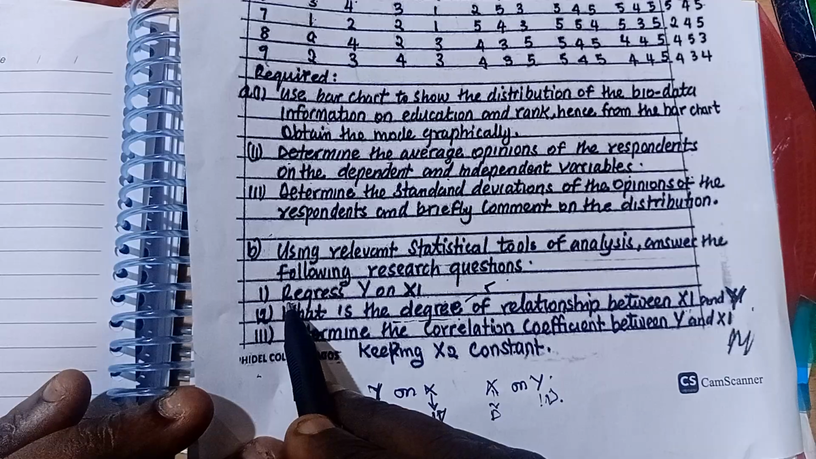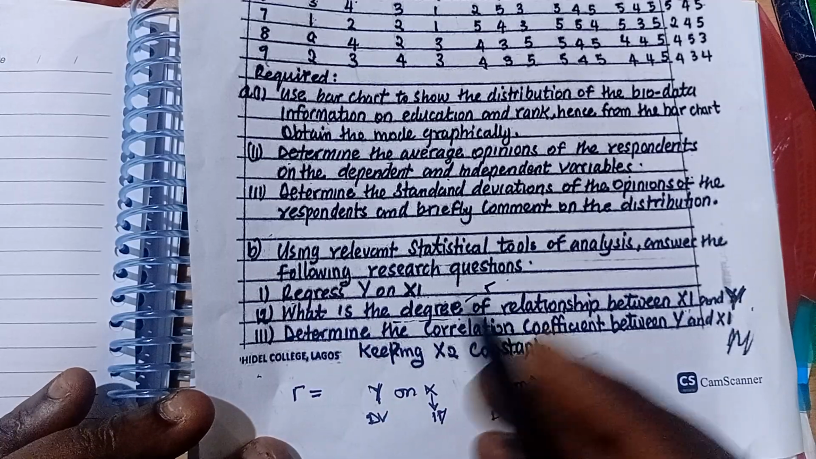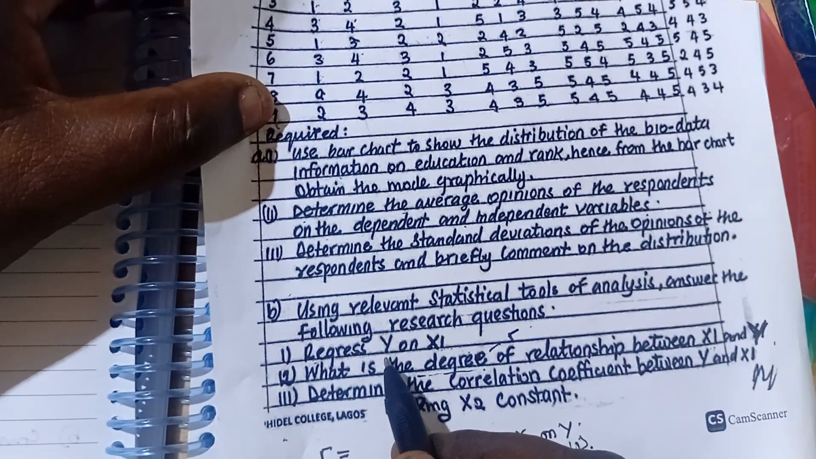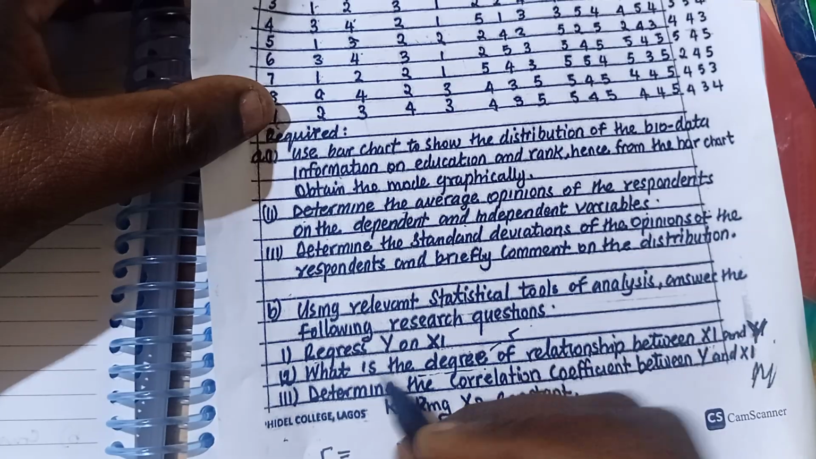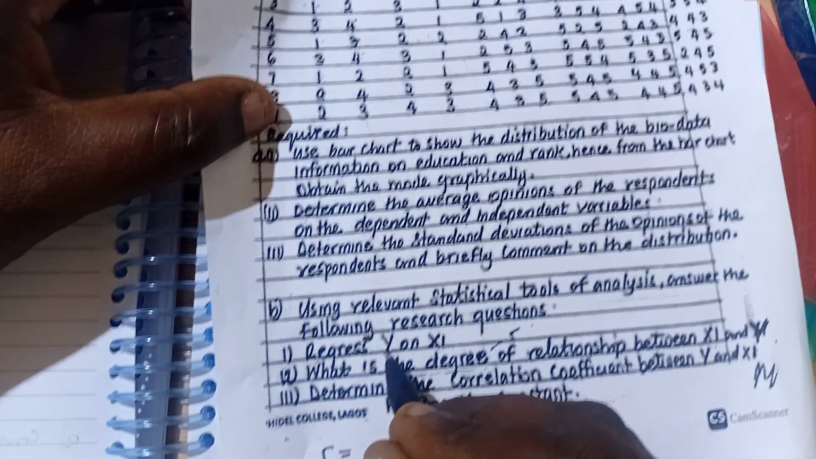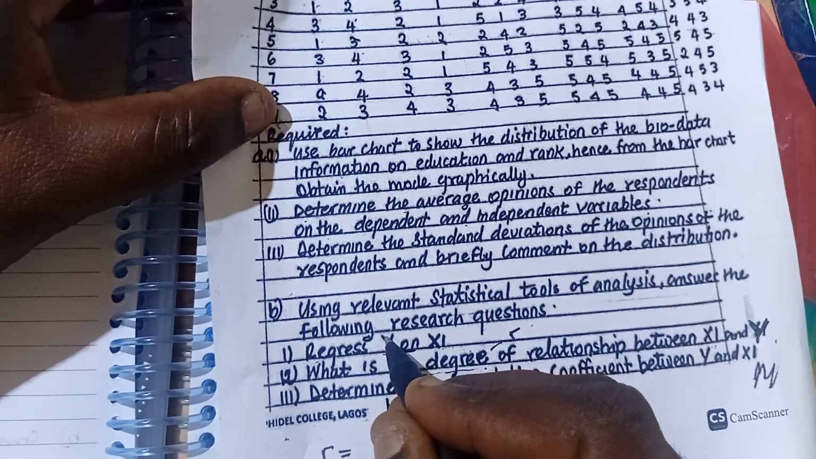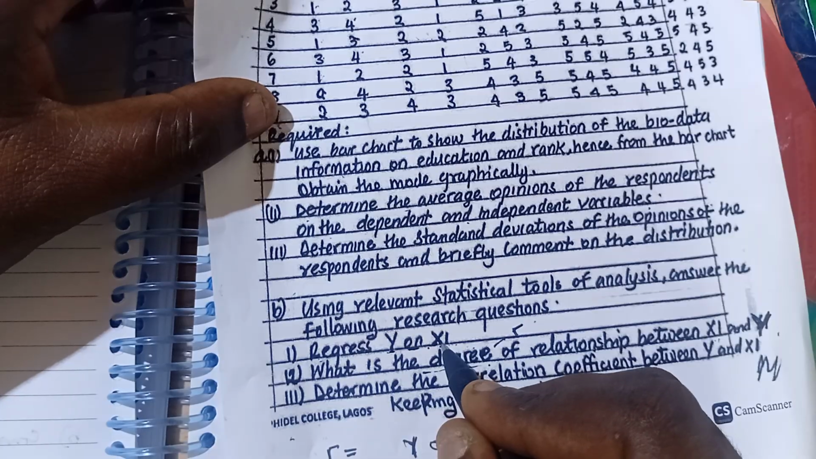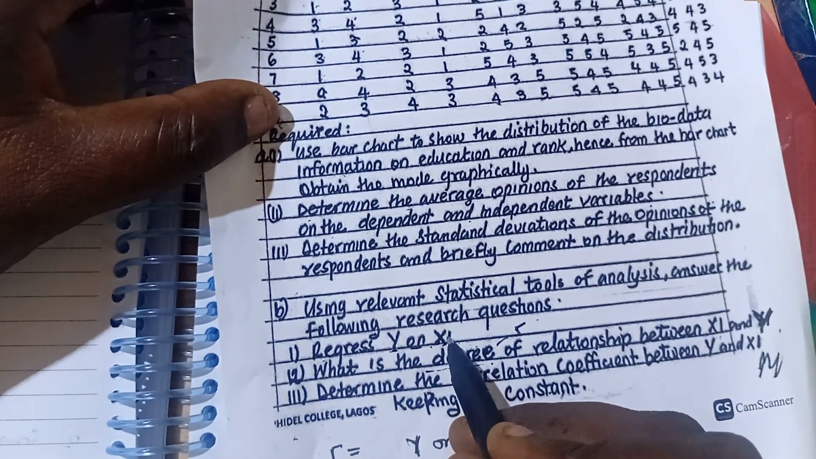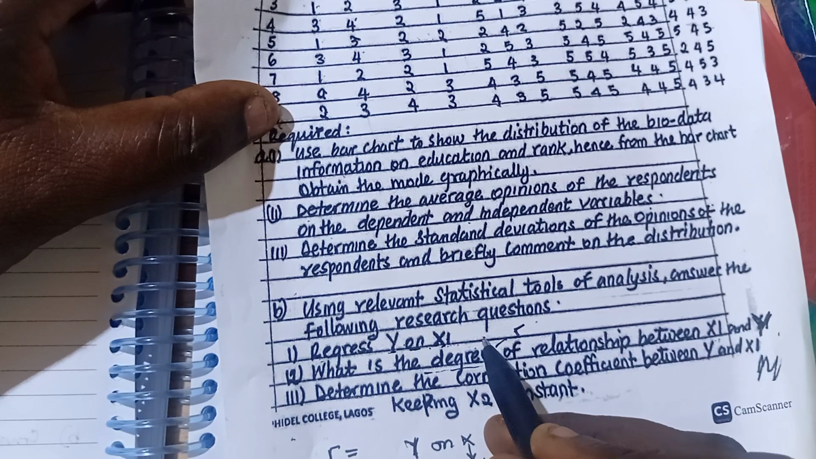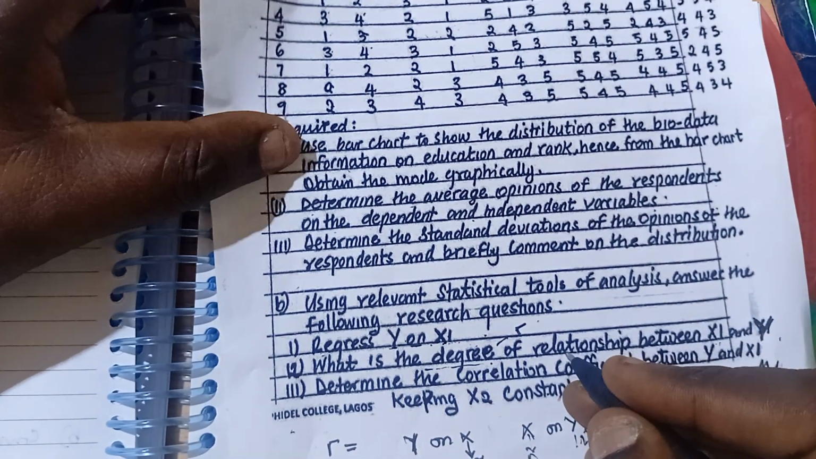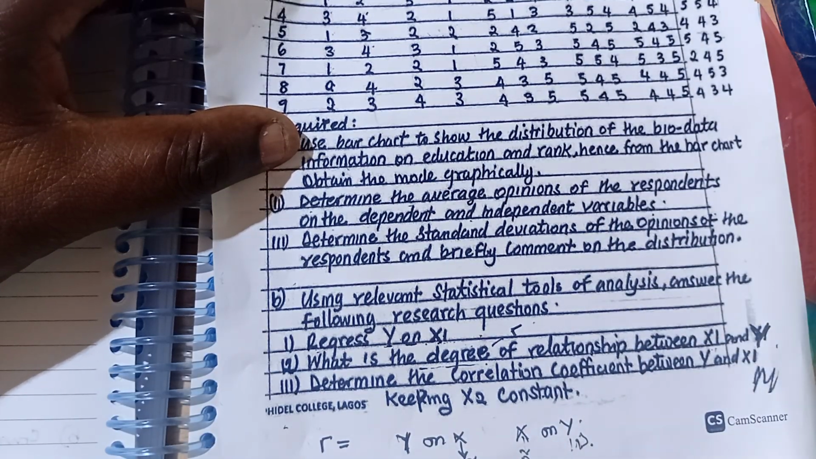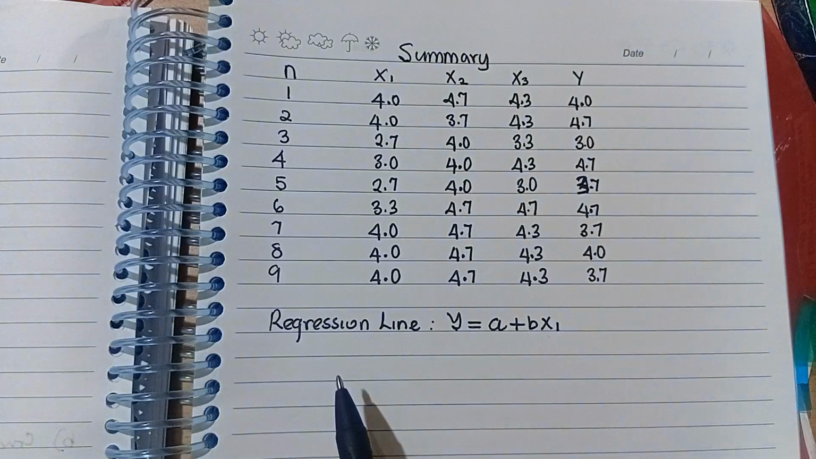So we have regress y on x. Now, let me explain this concept. Anytime you are asked to regress y on x, the variable before the "on" is the dependent variable, while the variable after the "on" is the independent variable. So it means that y depends on x. To do that, you are going to form a regression line, and this is the regression line.